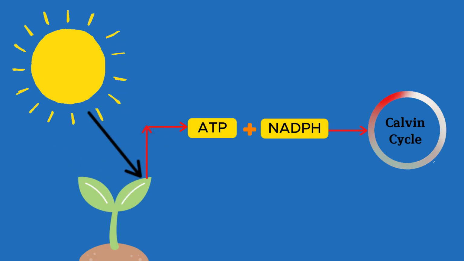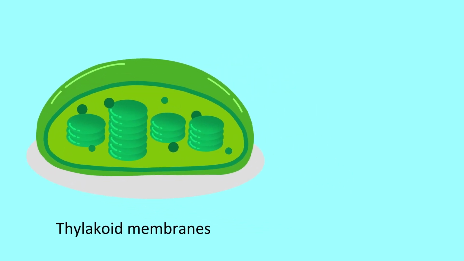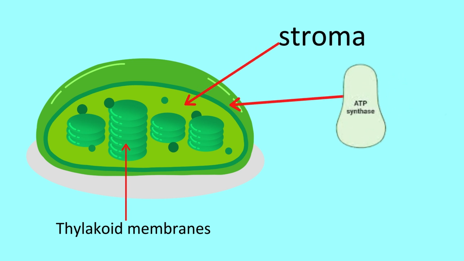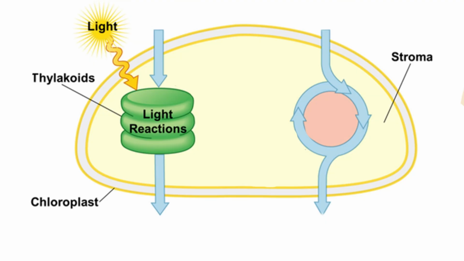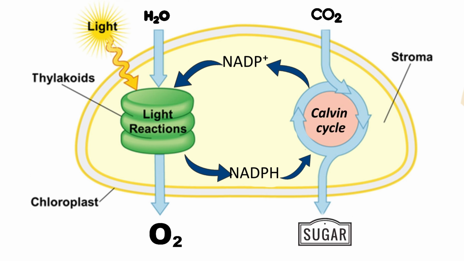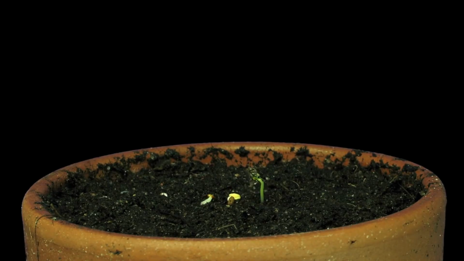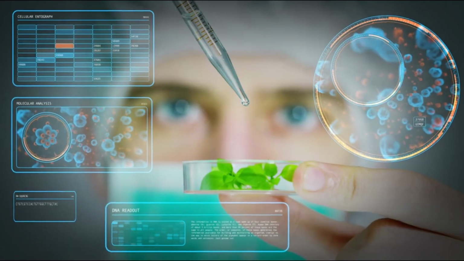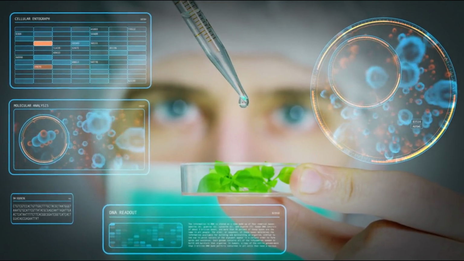Where it happens: the dark reactions occur in the stroma of the chloroplast, the fluid filled area surrounding the thylakoid membranes. What it produces: the end product of the Calvin cycle is glucose, which plants use as a source of energy and building material. Now let's look at the cycle step by step.